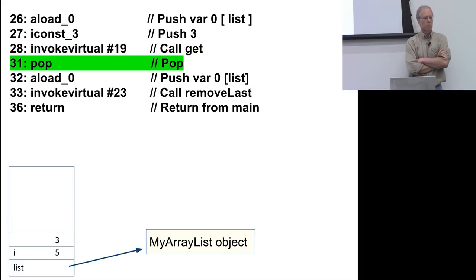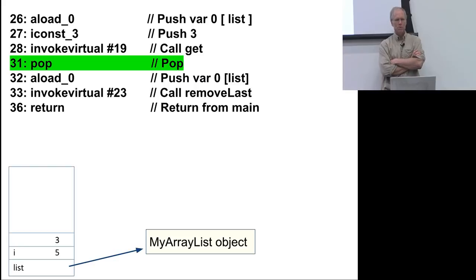And now the main method runs again. It assumes that the answer it wanted is sitting on top of the stack. And the first thing it does is pop it and throw it away. Why are we popping it and throwing it away?